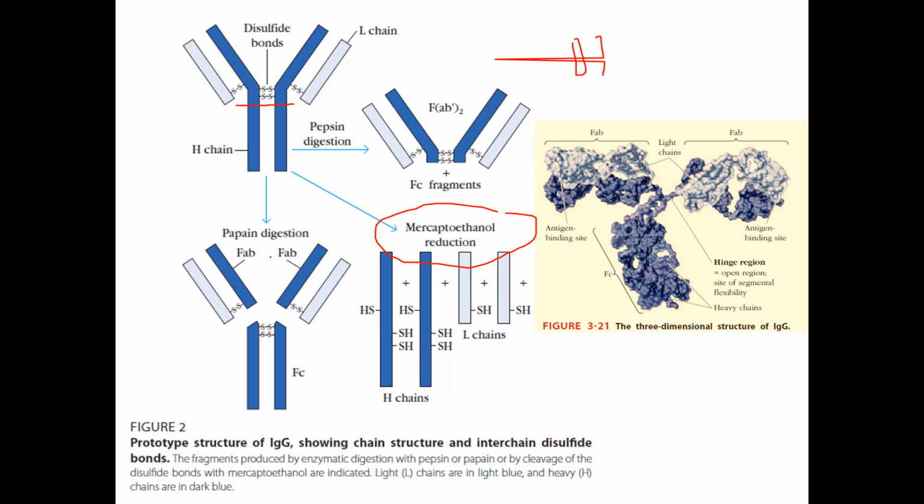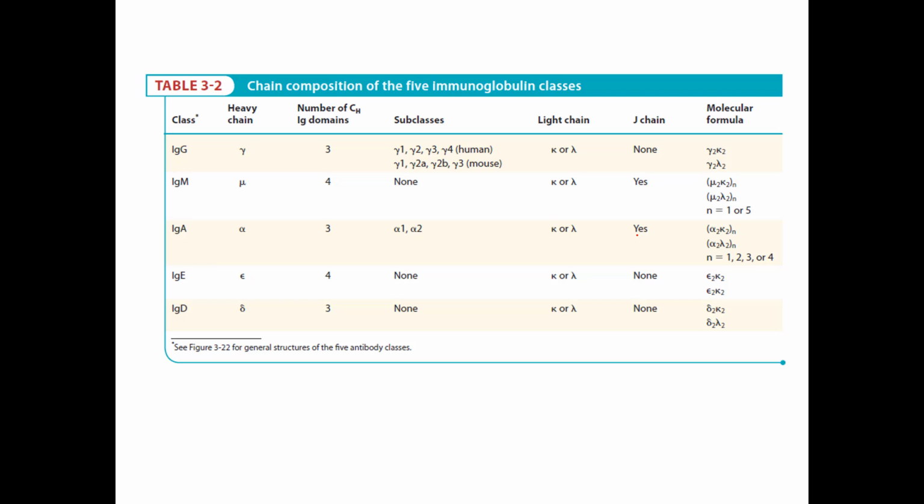But if you perform a papain digestion, it will cleave above the disulfide bond. So what we will receive after digestion is two FAB fragments like this. And two FC regions which are joined together by the disulfide bond. So this is what we will get, and here you can see a three-dimensional structure of the immunoglobulin IgG. Now we will come to the different classes of immunoglobulin.